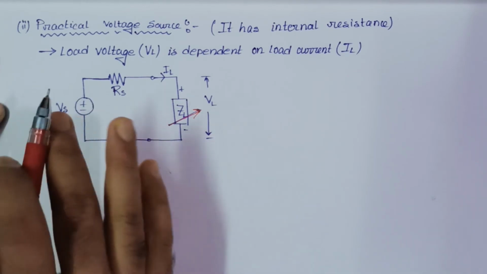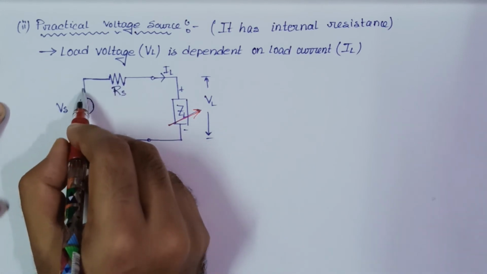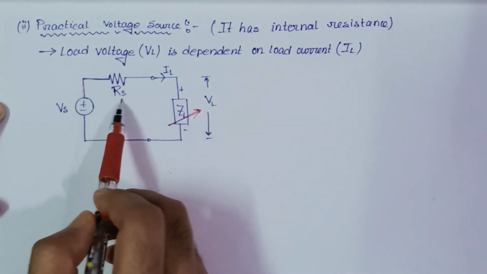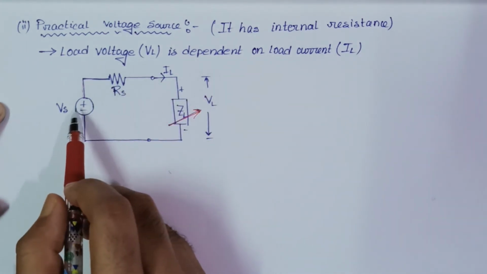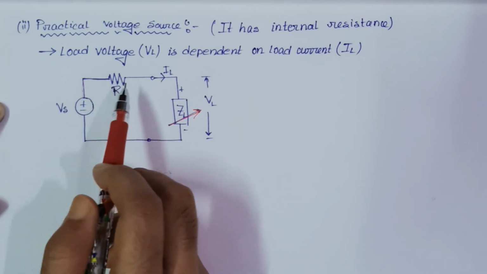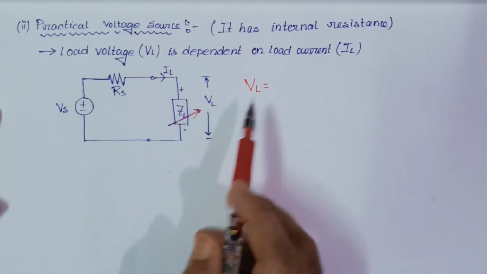In this case, this source voltage has some value of internal resistance. Though it is internal, you have to show it externally, okay? So I have connected the internal resistance externally. We are assuming that the value of Rs is the internal resistance of the source voltage. Yes, it is internal, but you have to show it externally.